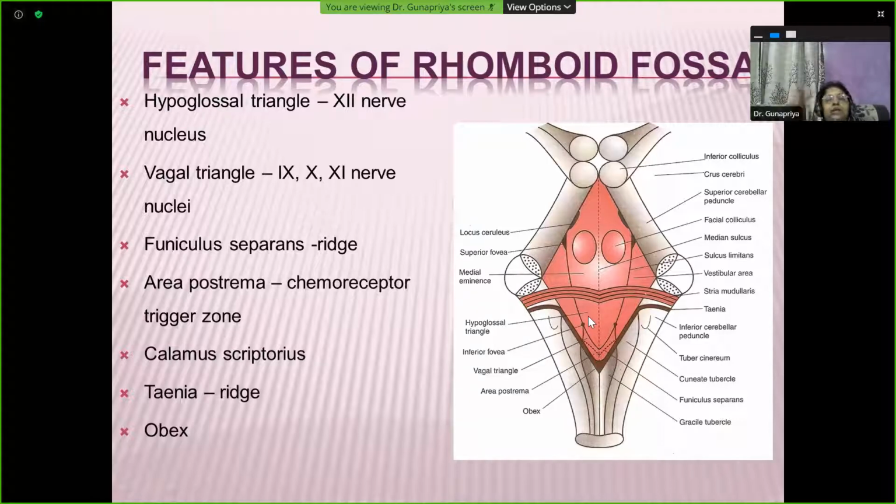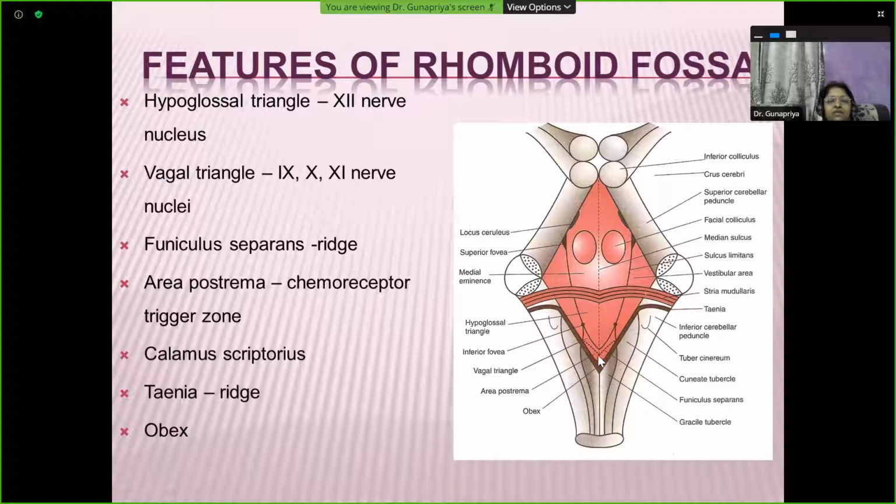What we are seeing now is the dorsal surface of the pons and medulla. The hypoglossal triangle is the area where the 12th nerve nucleus is situated. Just below and lateral to it, you find an area known as the vagal triangle. If you recap what you studied in the medulla, everything holds good here, because from the medulla the 9th, 10th, 11th and 12th cranial nerves emerge. So the vagal triangle is the site where the 9th, 10th and 11th cranial nerve nuclei are situated.